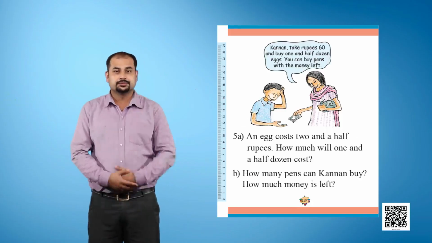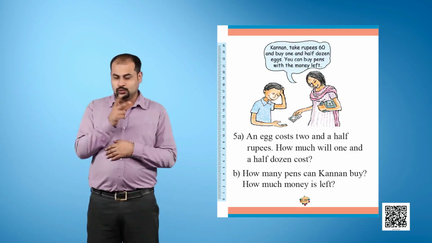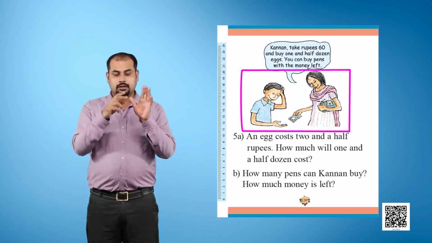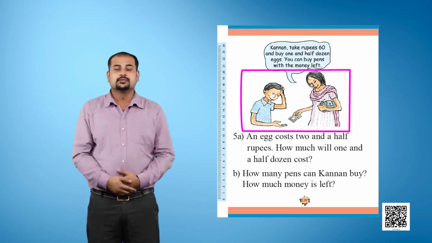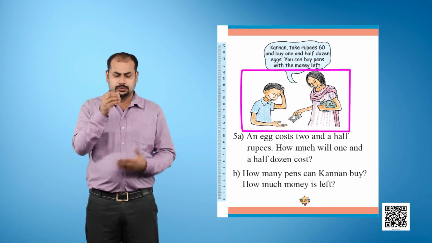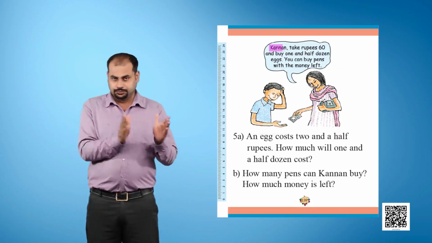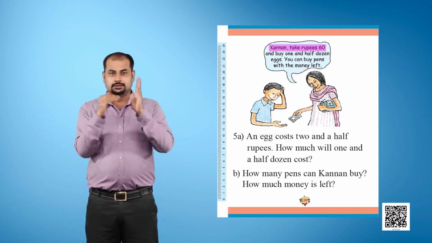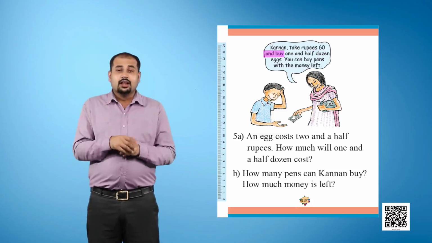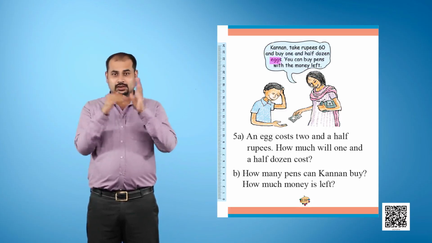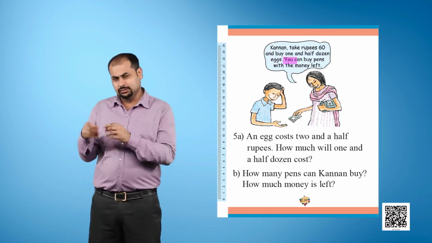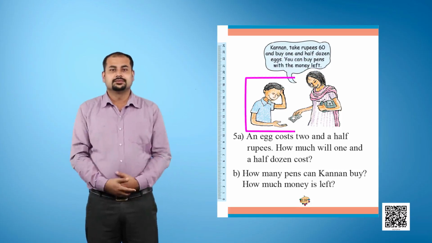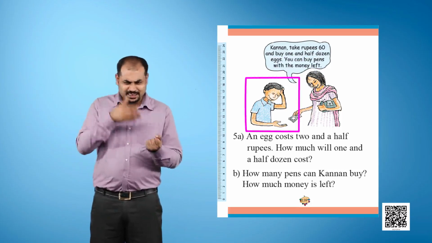5. We have a conversation between a mother and her son Kannan. The mother is giving some money to him and telling him, "Kannan, take rupees 60 and buy 1.5 dozen eggs. You can buy pens with the money left." Kannan looks a little puzzled.